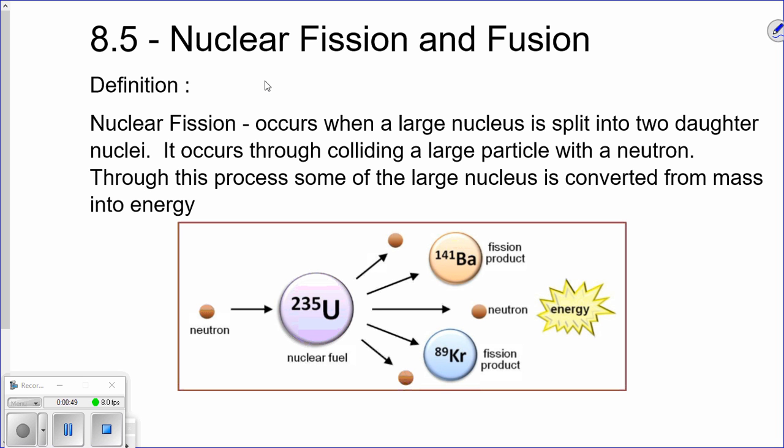So first, the outcome is asking us to understand the difference between them and the basic processes and reaction mechanism for each. So we'll start with fission. Nuclear fission occurs whenever a large nucleus, so in the example here they're talking about uranium, is split into two daughter nuclei. In this example it's split into barium and krypton through colliding with a neutron.